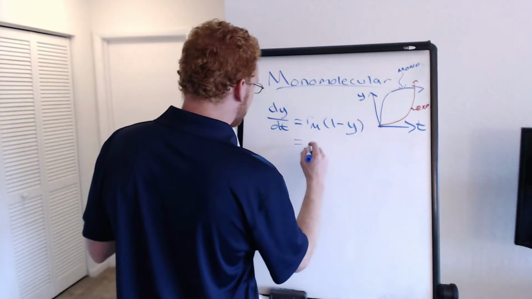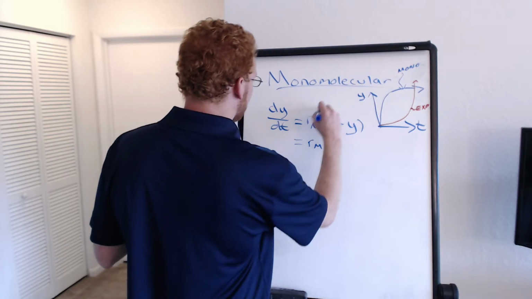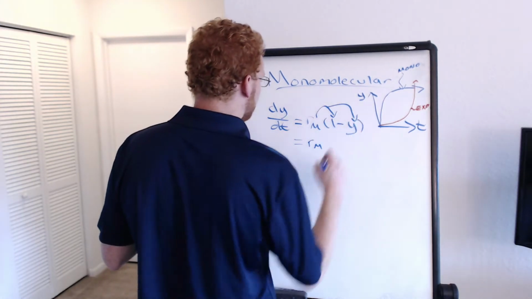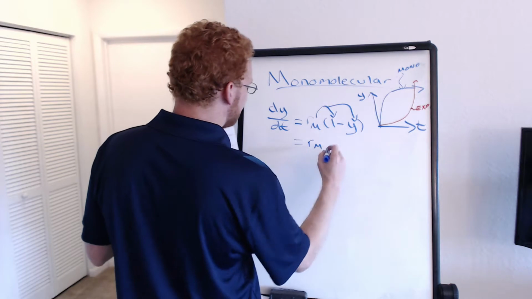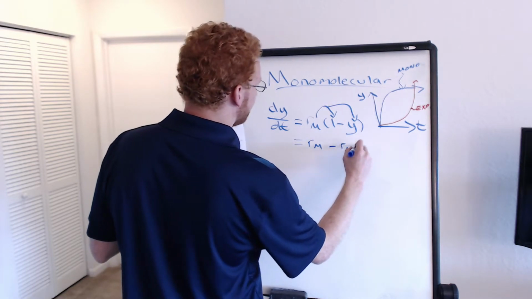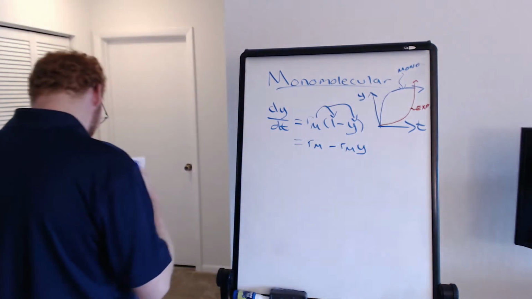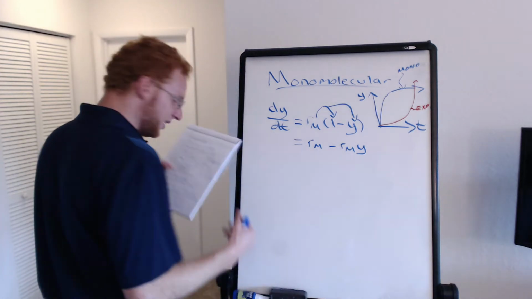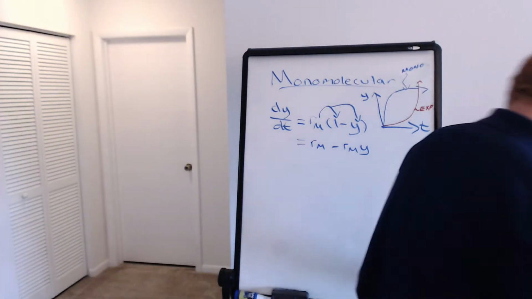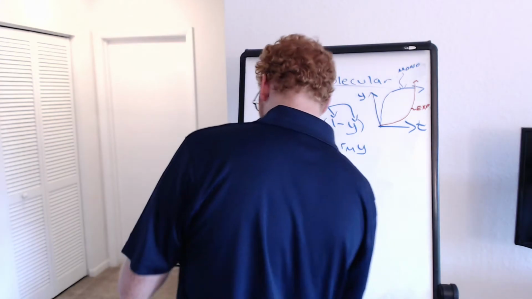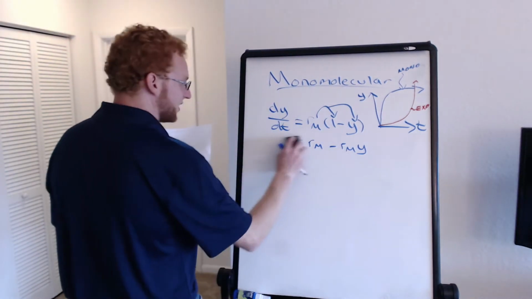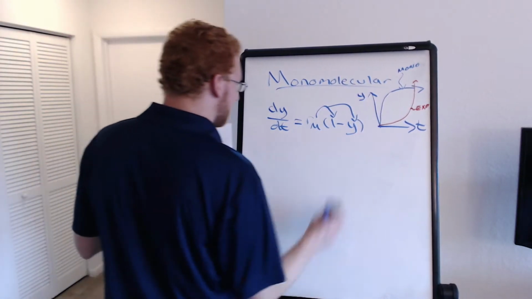You can write it in the form r sub m. If you distribute it, dy/dt is equal to r sub m minus r sub m times y. I don't know why I pointed that out in the book, but it did. If we want to solve for y, this is a differential equation. Then I go back to the original form because I like it better.